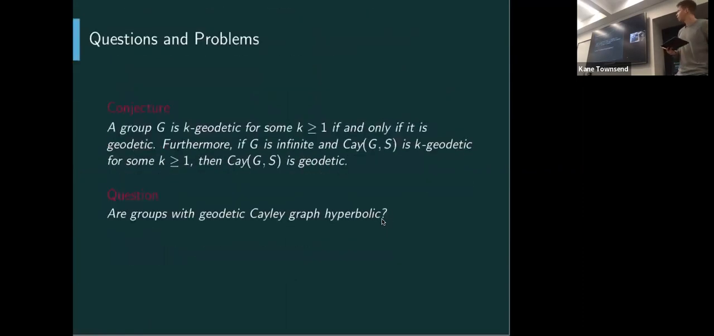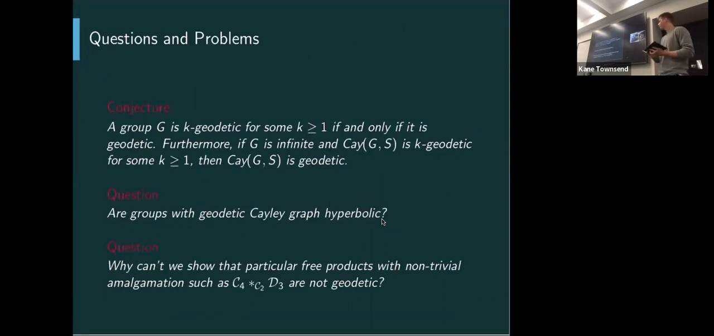And then another question we have is, are groups with geodetic Cayley graph actually hyperbolic? And we currently don't know about this. We've tried a few things, such as constructing the visual boundary, using the Gromov boundary to prove something's hyperbolic, but we've had not much success with that.